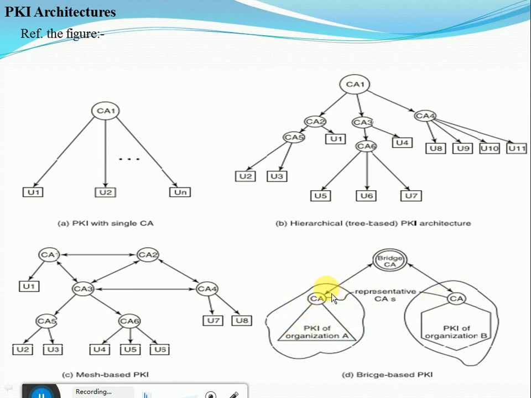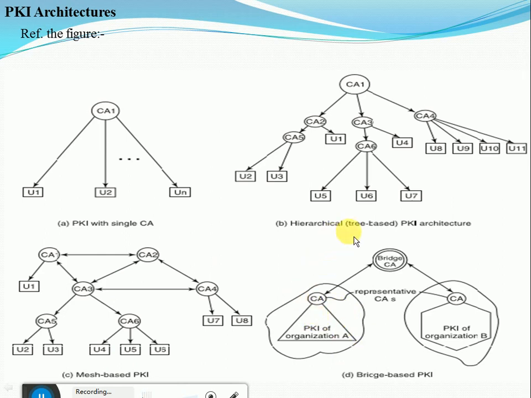So inside these organizations may have any one of these PKIs. It may be a hierarchical PKI, it may be a mesh based PKI, it may be a single CA PKI, depending on the number of users in that organization.